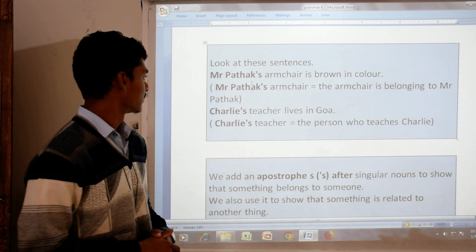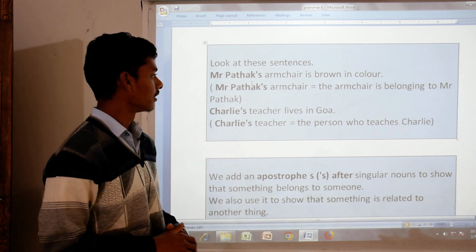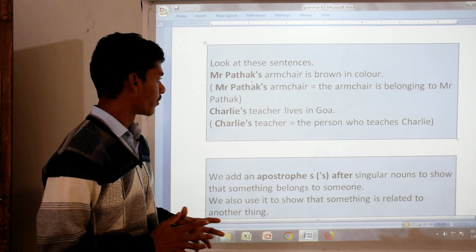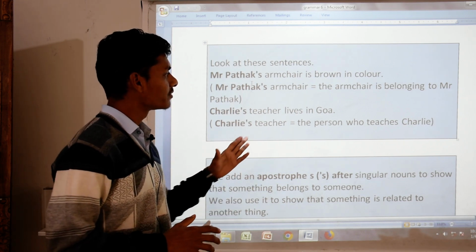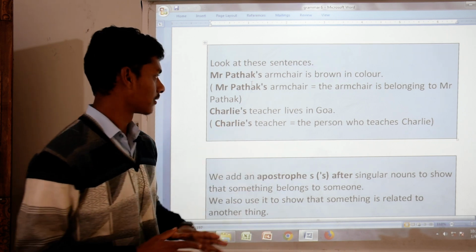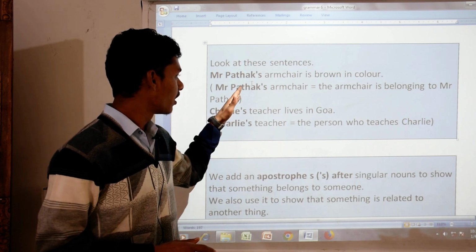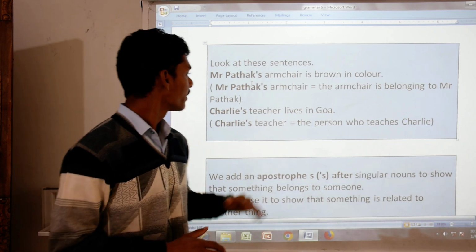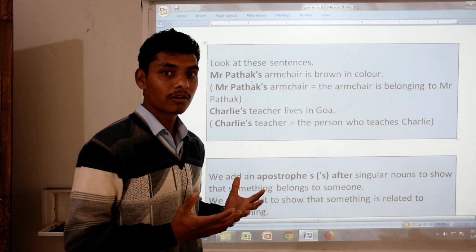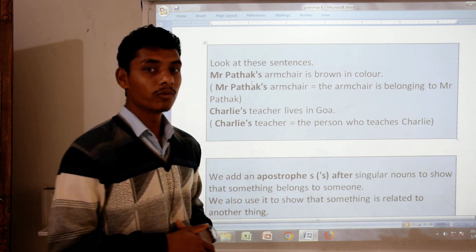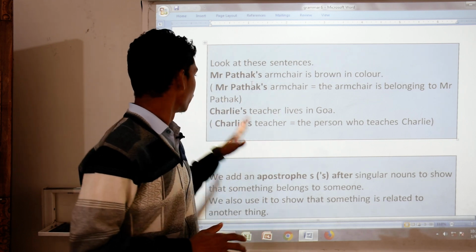Look at the sentences. Mr. Pathak's armchair is brown in color. The armchair belongs to Mr. Pathak. You can see here the apostrophe and after that we are using S. So here Mr. Pathak is there, but we are talking about the chair. Whom does the chair belong to? It belongs to Mr. Pathak.